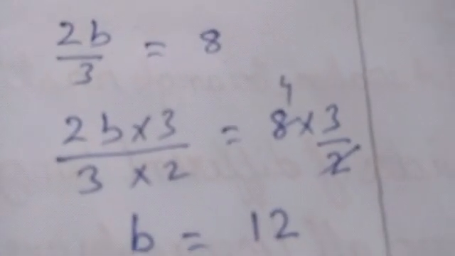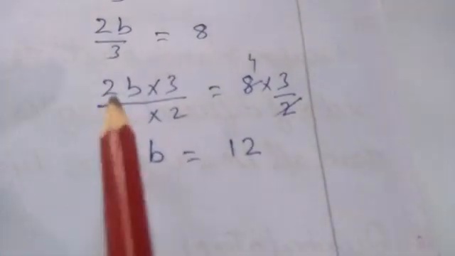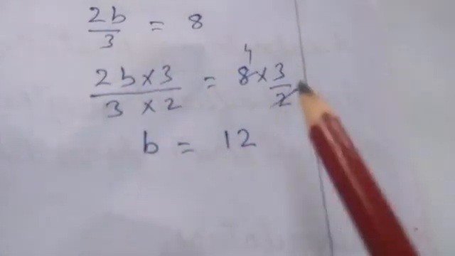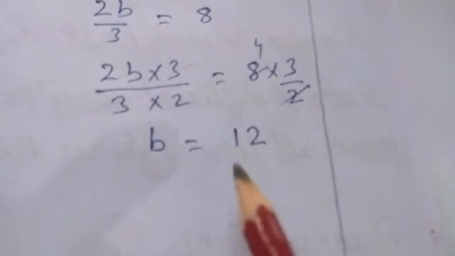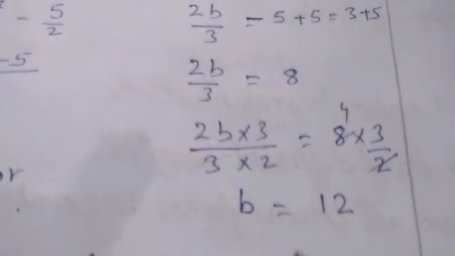Okay, so this thing will get cancelled. This 3, correct? This 3 will get cancelled. 2 will get cancelled. But here it will become 2 4s are 8, 8 into 3, that is 12. So we are getting the same answer. It's up to you. You can do by any method.